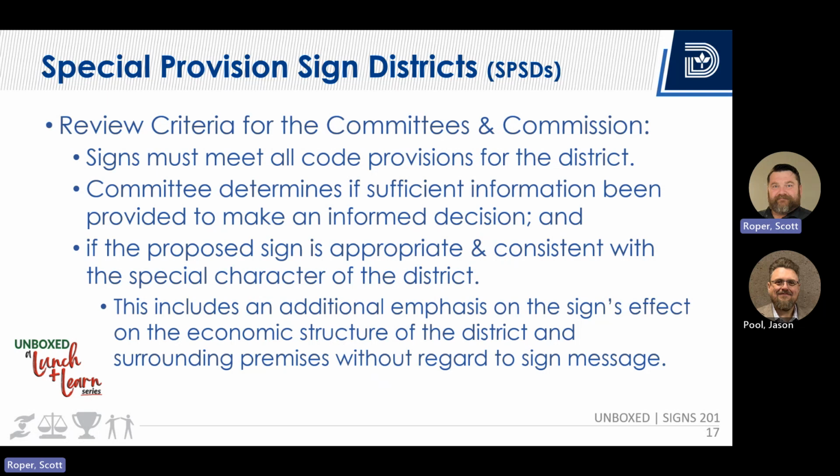Review criteria for the committees and commission. Signs must meet all code provisions for the district. Committee determines if sufficient information has been provided to make an informed decision, and if the proposed sign is appropriate and consistent with the special character of the district. This includes additional emphasis on the sign's effect on the economic structure of the district and surrounding premises without regard to the sign's message. This is what I was referring to previously. So we look at whether the ordinance allows it. They look at whether it fits the area. It's suitable.